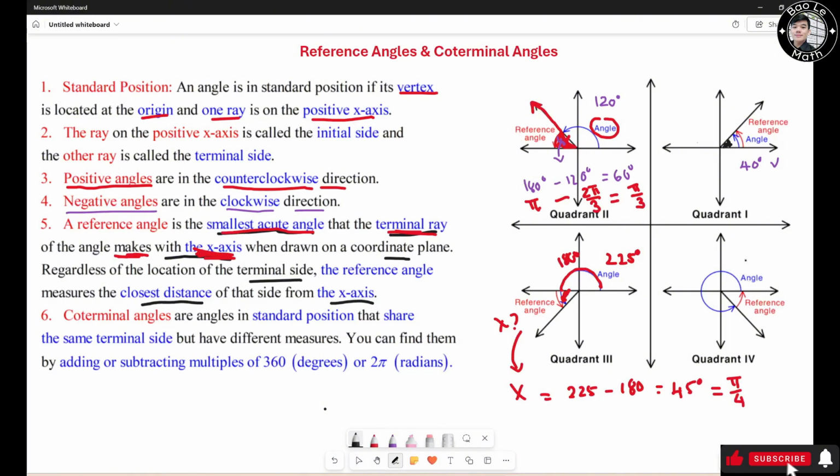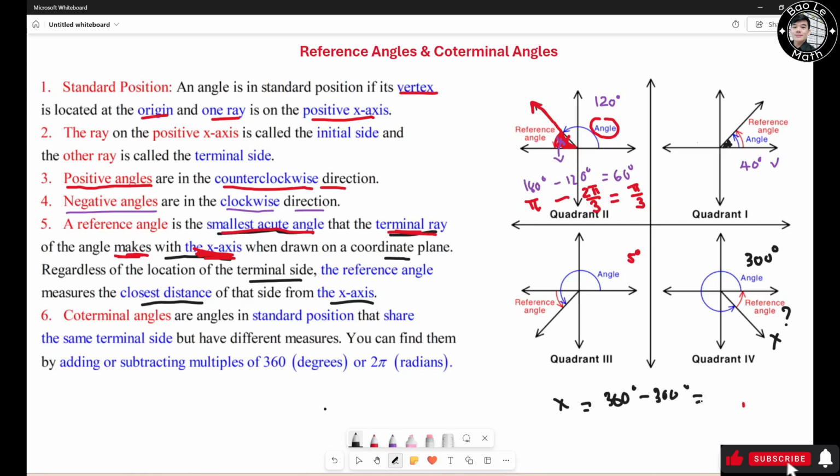Suppose the angle is 300 degrees. Now we need to find the measure of the reference angle. In order to do that, we know that this one right here, the blue one, plus the red one equals 360 degrees. So the measure of the reference angle S is going to be 360 degrees subtract 300 degrees, so it's 60 degrees, and 60 degrees is the same thing as pi over 3.